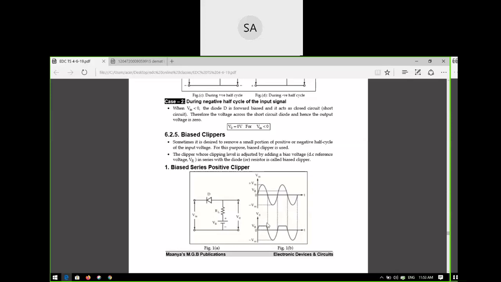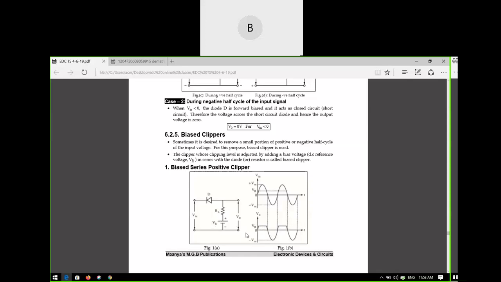Correct or not? So it is clipped off. This portion is clipped off. The current is 0 in this circuit, so V naught is 0. So this portion is clipped off. Is it clear or not? Yes, sir. Next, this is the positive half cycle.